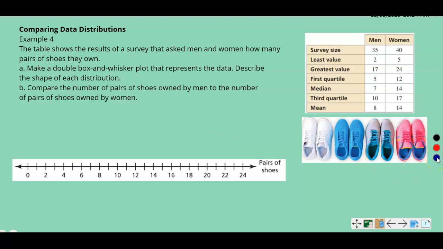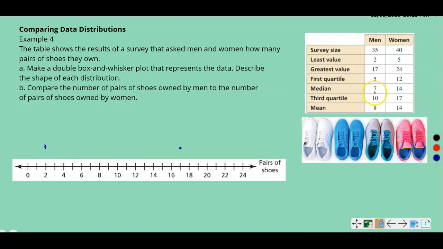Let's make the men in blue. All right, so the first thing we're going to do is look at the least value here. The least value is at 2. I'm just trying to put a dot there. And then for the men, the greatest value here is 17. So let's put a dot here. All right, so we have a dot at the lowest and the greatest.